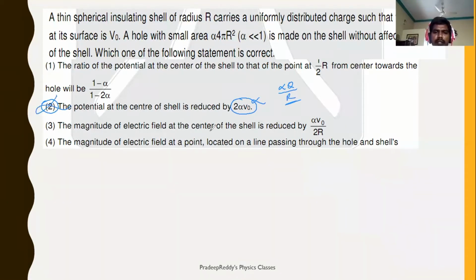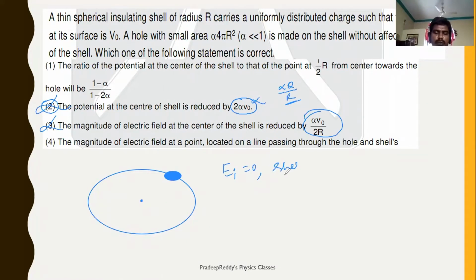Now the magnitude of the electric field at the center of the shell is reduced by dash. Obviously, this also will be wrong. For example, if I take a spherical shell and I am removing a small portion over here, this is the small portion which has been removed. At the center initially, before removing, E initial is equal to 0 because it is a shell. Inside there is no charge, so electric field inside will be 0. As you are removing some part from here, there will be an identical part which is exactly situated at this position.